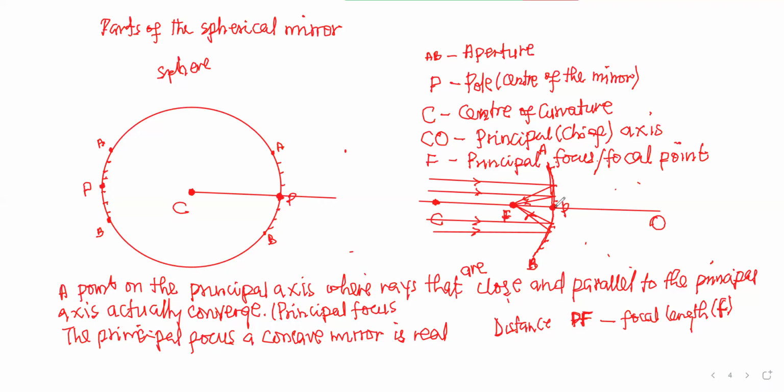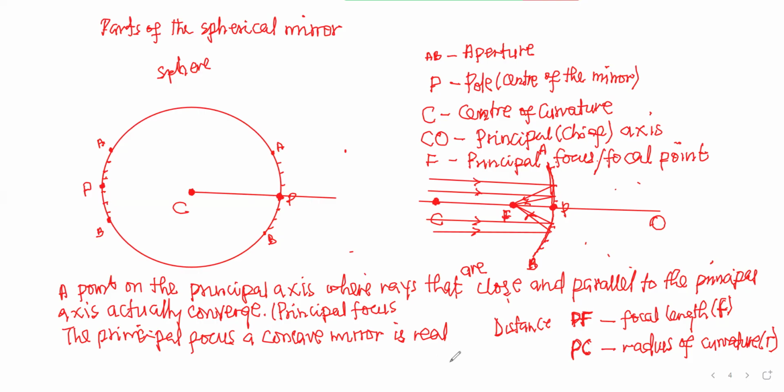Then the distance from the pole to the center of curvature, which is PC, is known as the radius of curvature, represented by the small letter r. Other books also use capital letters. What is important is r. So the radius of curvature is the distance between the pole of the mirror and the center of curvature, whereas the focal length is the distance from the pole to the focal point or the principal focus of the mirror.